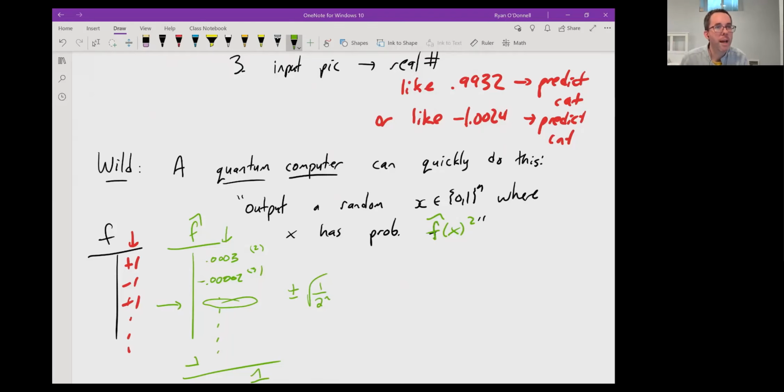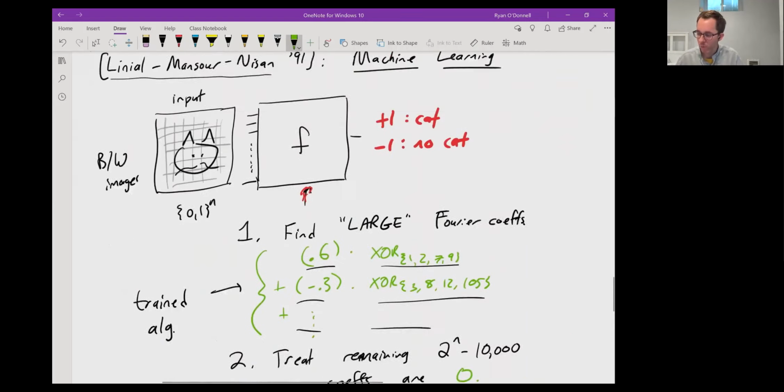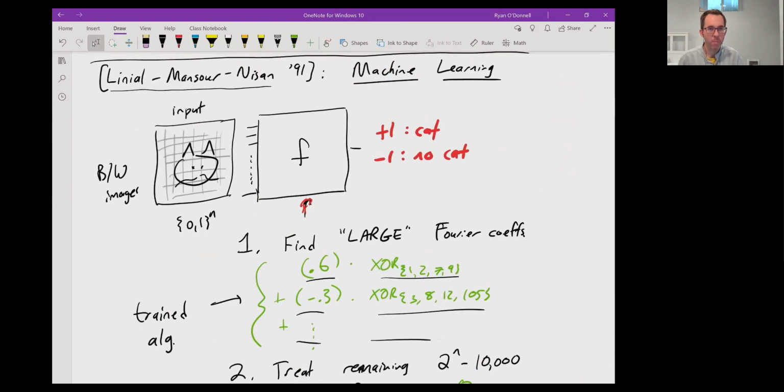Another question is, PAC learning usually talks about learning from samples. This is learning with queries. Yes, so this is one form of learning. You don't really have the ability to evaluate f on your favorite inputs.